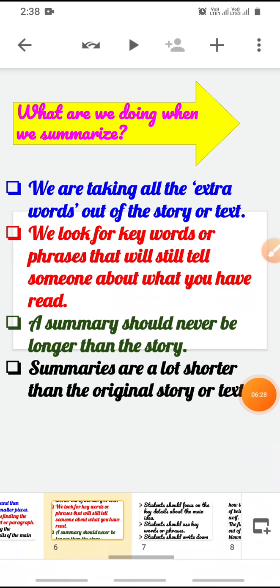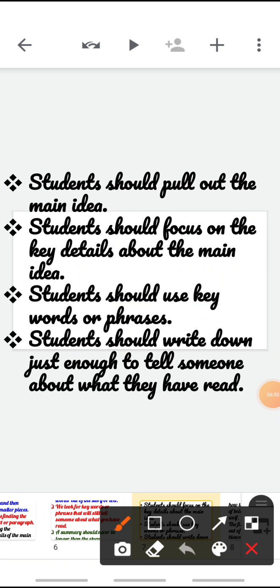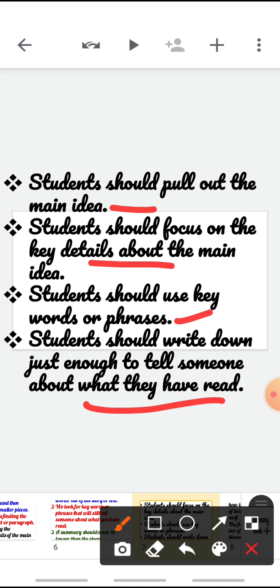Okay, now students should pull out the main idea. Now what you have to do while summarizing, children? You have to pull out the main idea. That means you have to take out the main idea from the story. Students should focus on the key details about the main idea. That means the key elements of the story you have to take out. Then you have to use keywords or phrases from the story itself. Then students should write down just enough to tell someone about what they have read. That means just to give a hint, just to give an idea, just to give a gist.